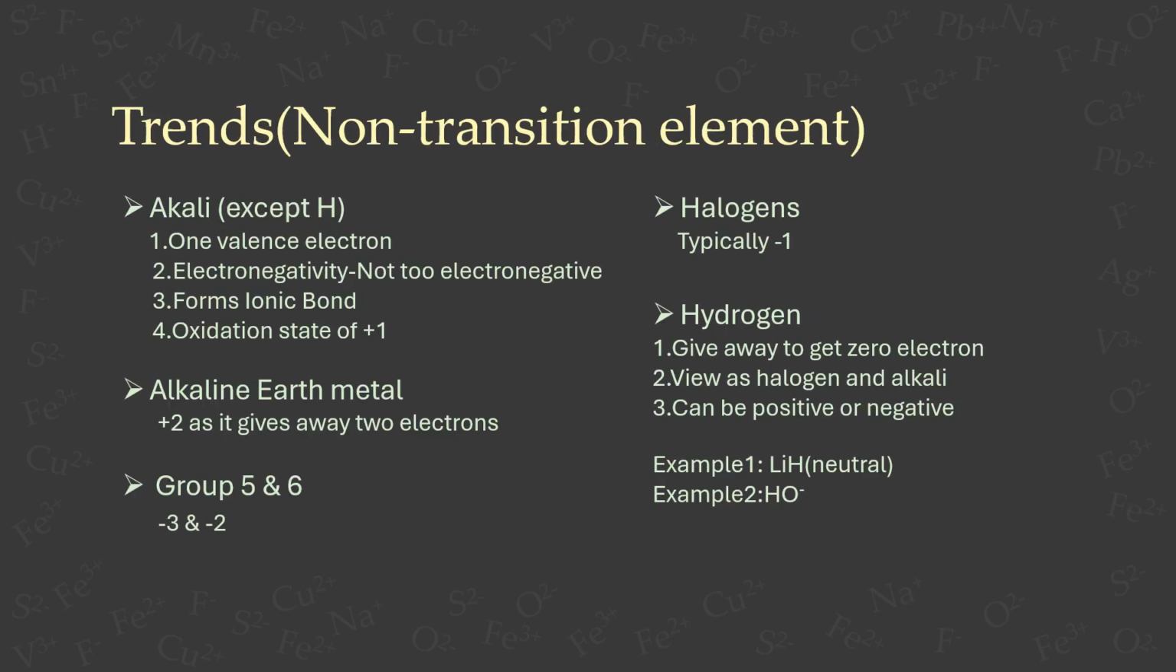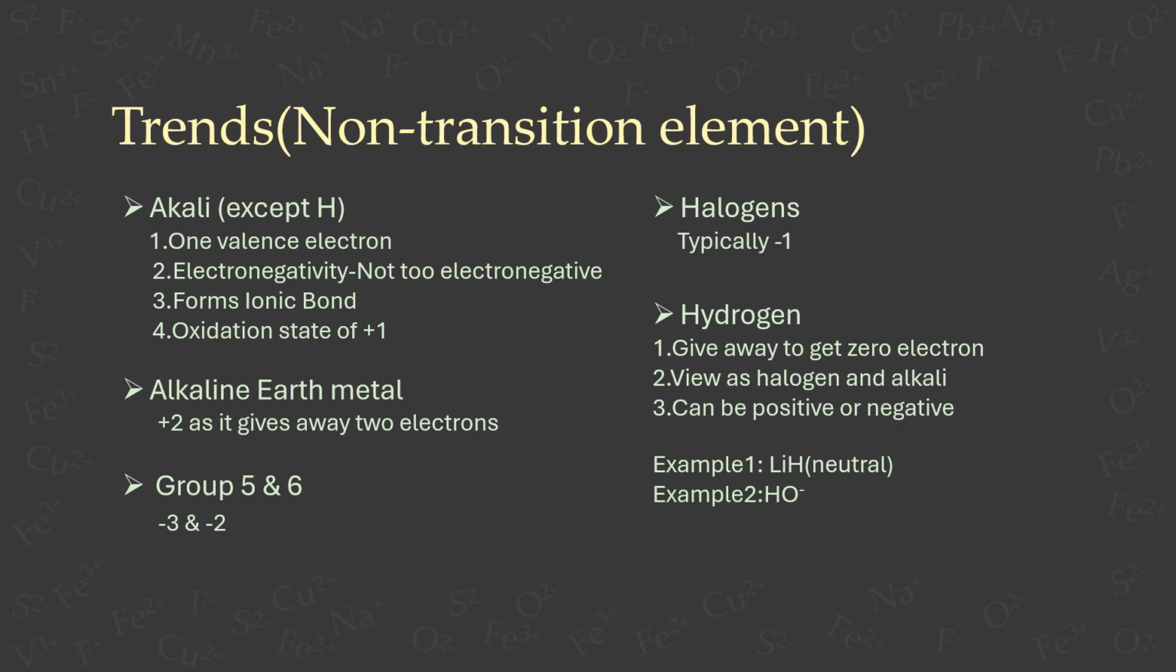I'm going to talk you through the trends of oxidation state, starting with group 1 alkaline metals. Ignore hydrogen for now because it's the special one. Group 1 metals each have one valence electron and form ionic bonds with a +1 oxidation state. Next, alkaline earth metals have a +2 state since they are losing 2 electrons. Group 6 elements such as oxygen are good oxidizing agents with a -2 state, while group 5 has a -3 state.